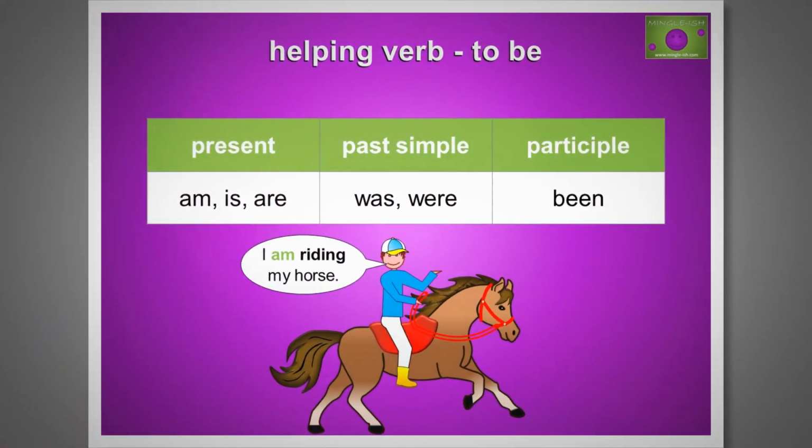Helping verb, to be. The present tense is is, am, and are. The past simple is was and were. And the participle is been. I am riding my horse.